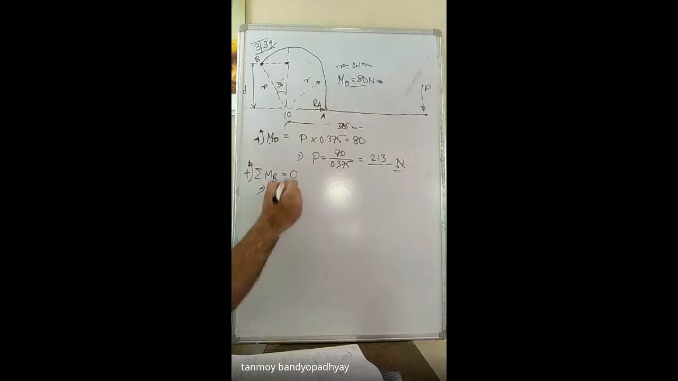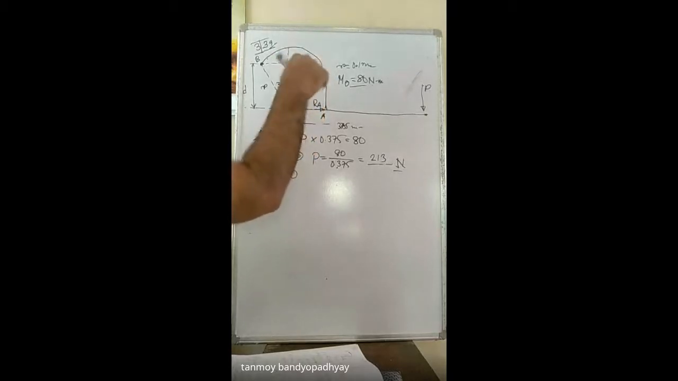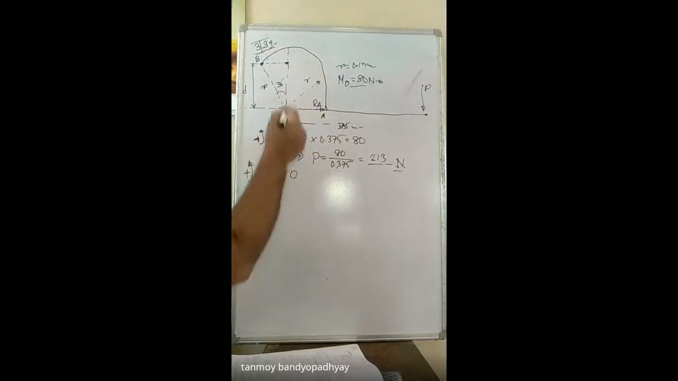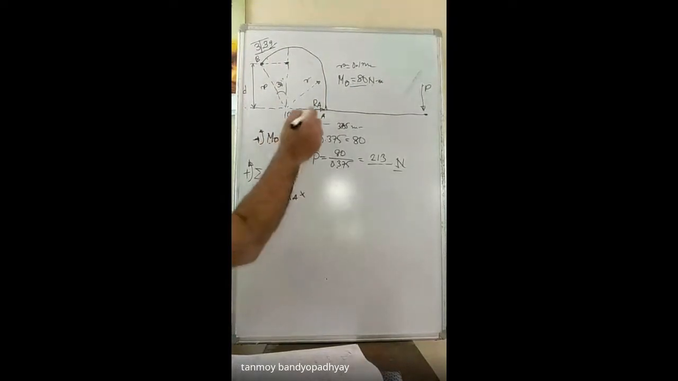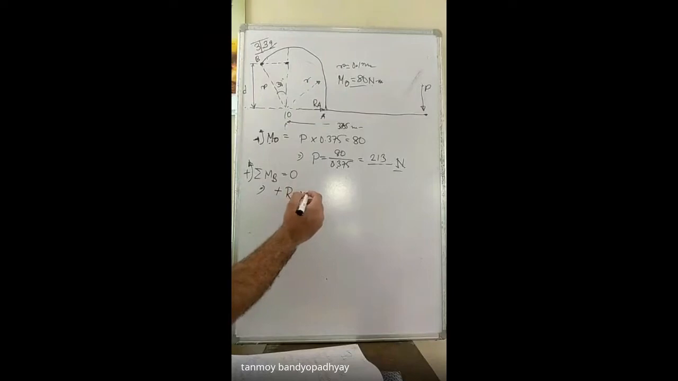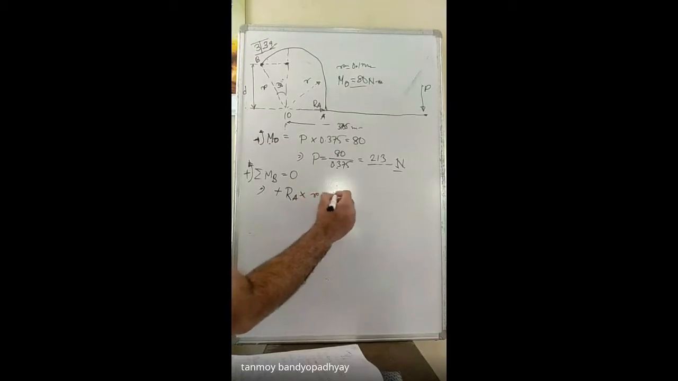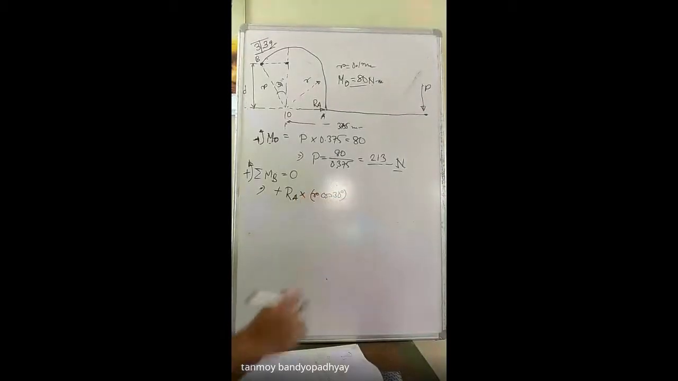So the moment due to A at the point B is causing an anti-clockwise moment. So I'm taking it as positive. So RA into D, and D will be R cos 30. I hope you can understand. So R cos 30. And what else?